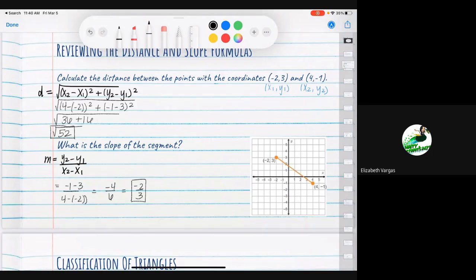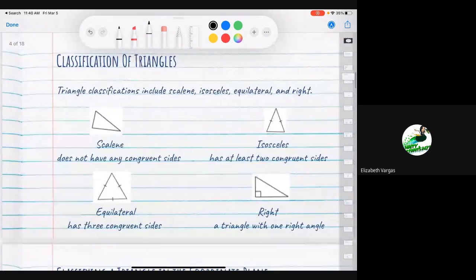Okay, and then just a quick reminder about the different types of triangles we've looked at. We've looked at scalene triangles, which are triangles that don't have any congruent sides, isosceles triangles, which are triangles that have at least 2 congruent sides, equilateral triangles, which are triangles that have 3 congruent sides, and right triangles, a triangle with 1 right angle, right? So we've looked at all these different types of triangles.